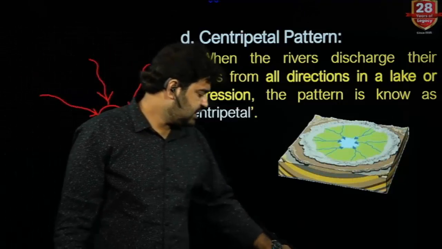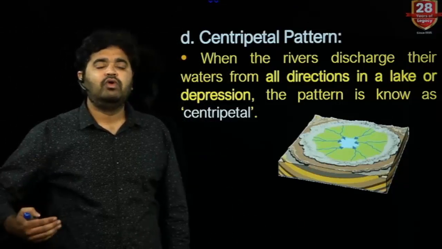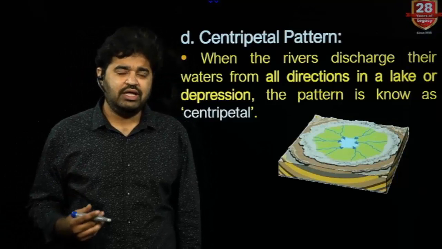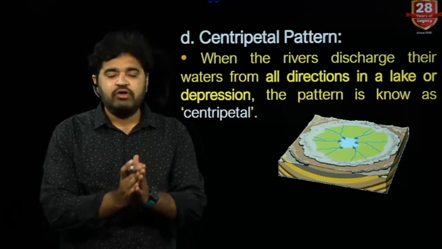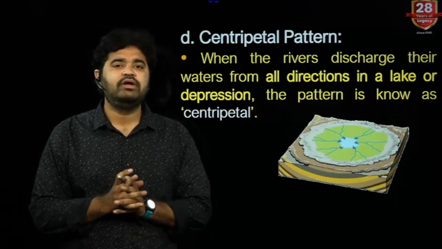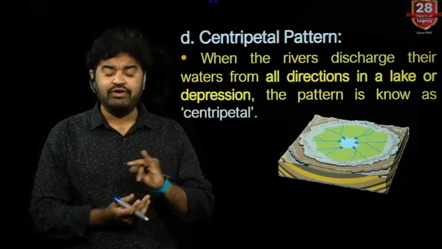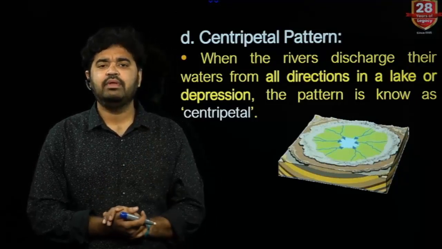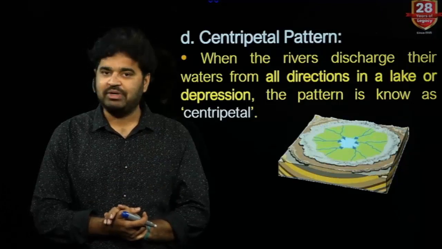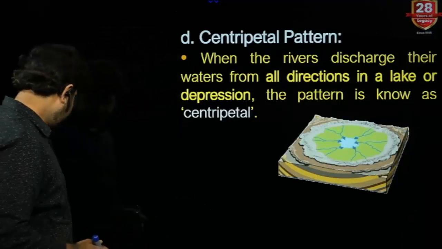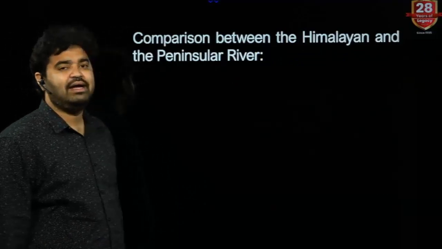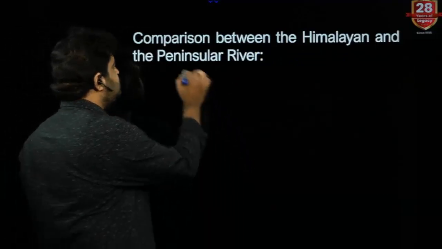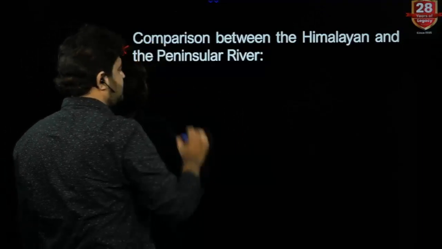So these are the four types of patterns, especially in Indian geography, that we must know. So far we have completed river patterns: dendritic pattern, trellis pattern, radial pattern and centripetal pattern. Next we will move to the comparison between Himalayan rivers and peninsular rivers. This is a very important comparison for us.